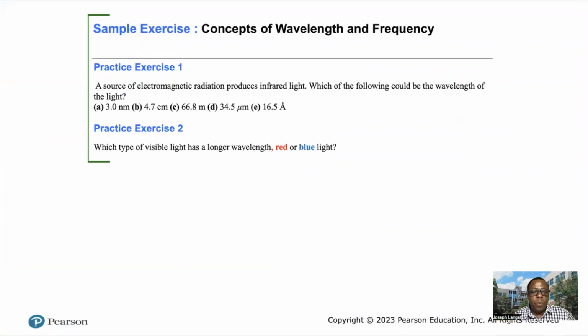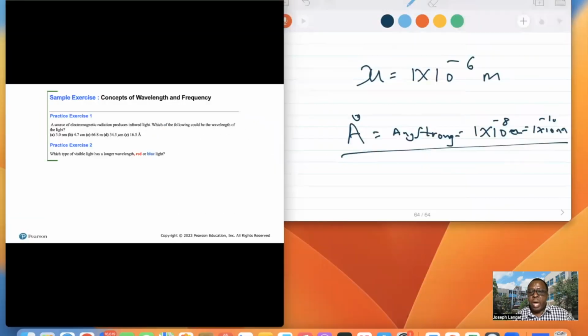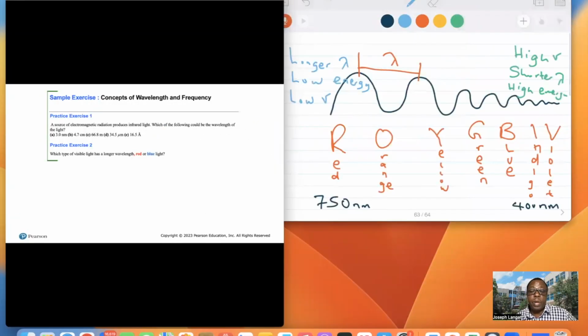Which of the following visible light has a longer wavelength? Unless you have mastered this diagram I gave you, it will be very difficult for you to draw a conclusion. It may not necessarily be red and blue. I may give you, or somebody might give you, different colors to compare either their energy or their wavelength.